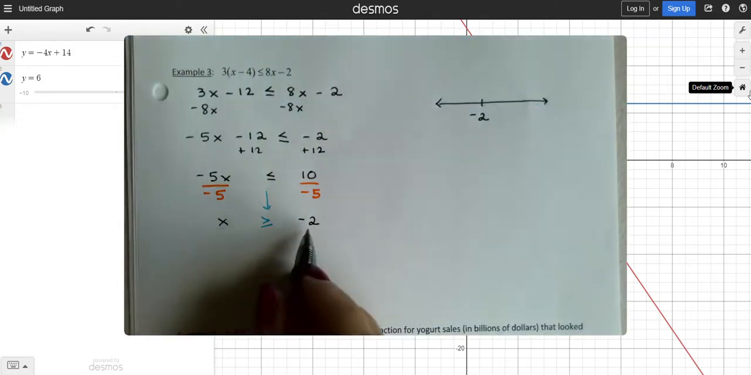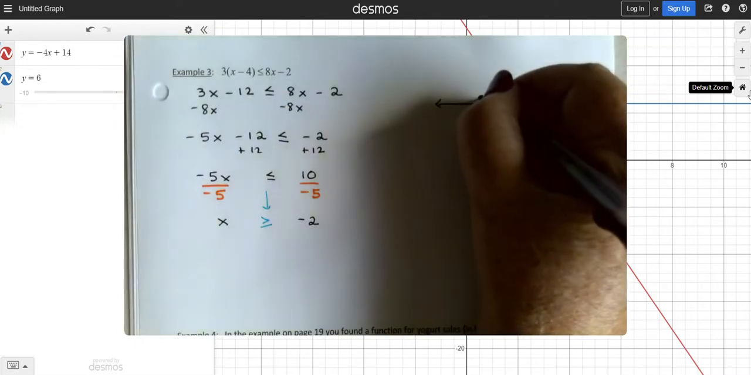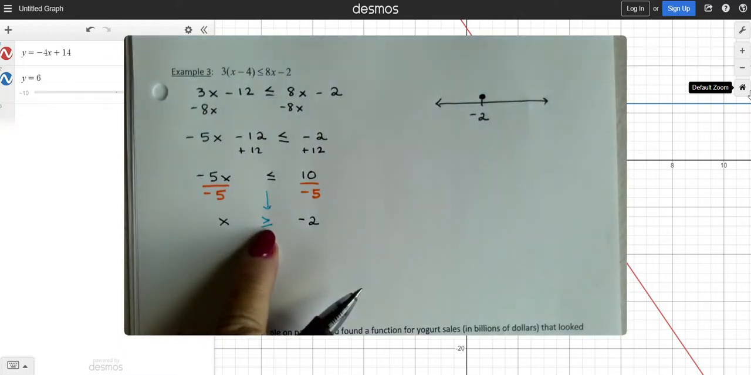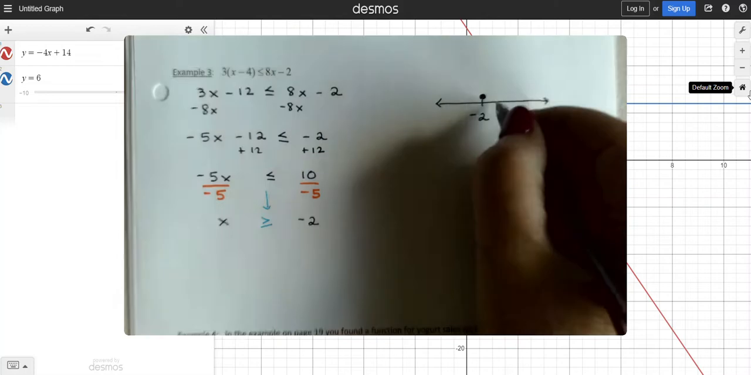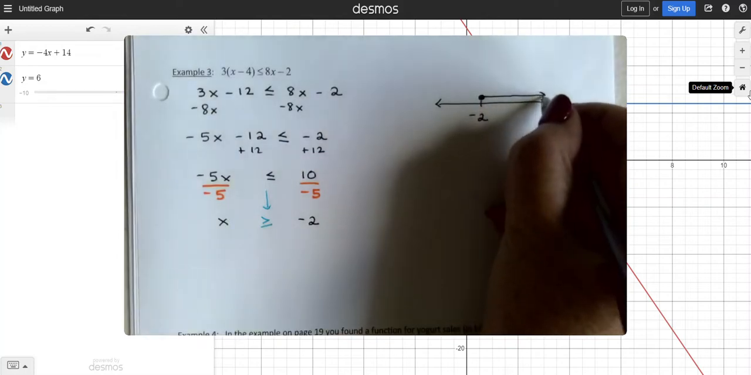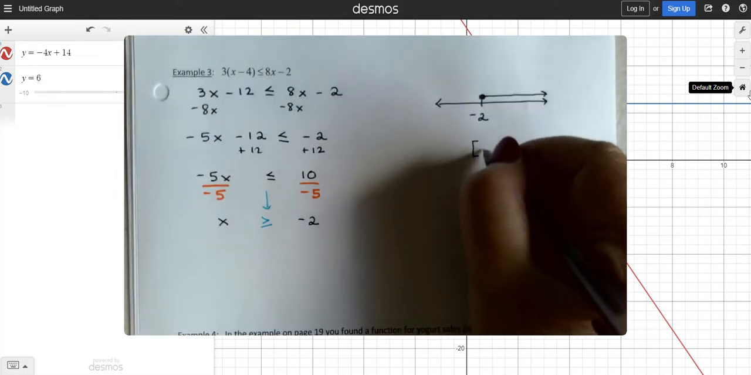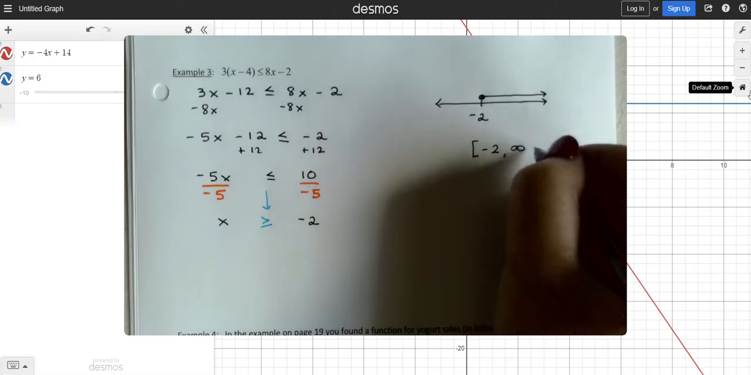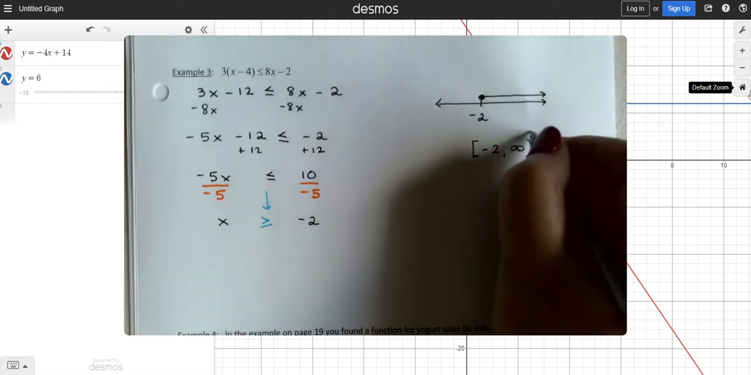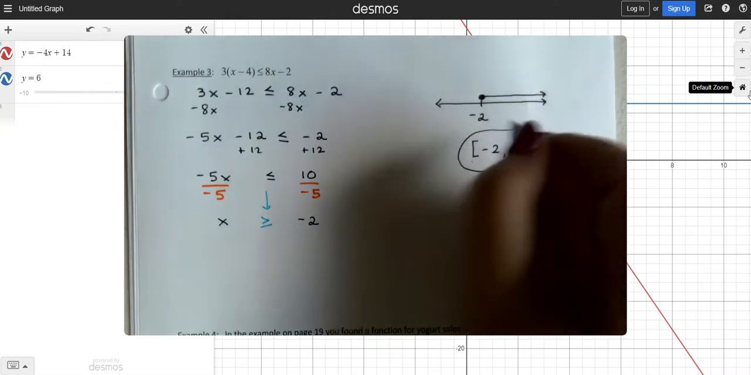All right, so first of all, this time I'm going to put a solid dot on the negative 2 because it's not just greater than. It's greater than or equal to. And I want greater than, so I'm going to go this way. My interval would go from negative 2 to infinity, and notice I'm using the bracket this time, to include the negative 2.